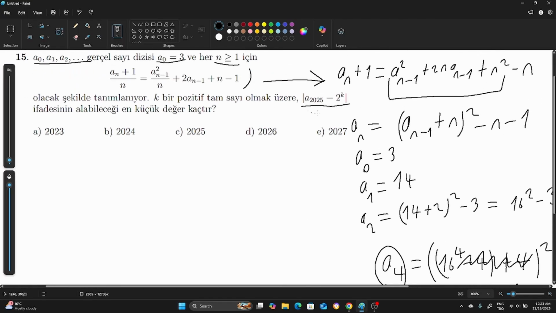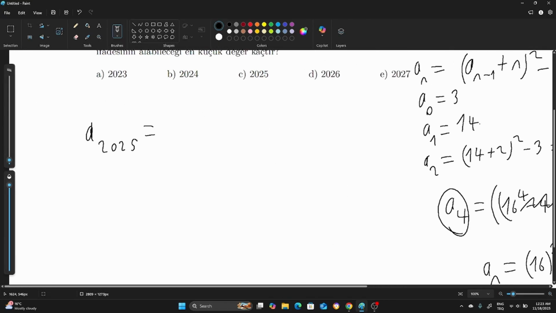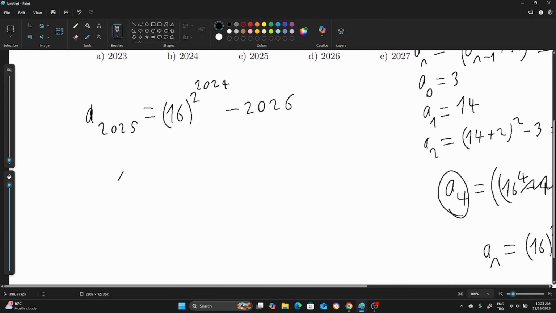So we were asked to find the minimum value of this, so let's write a_2025 equals, based on our formula, 16 to the 2 to the 24 minus 26, right? Let's also write our expression too. So our expression was, let's write this, the minimum value of this, right?